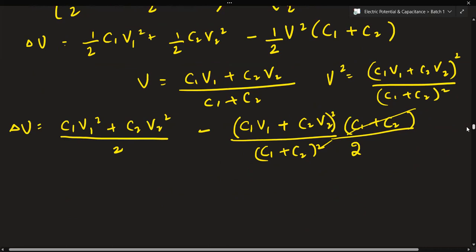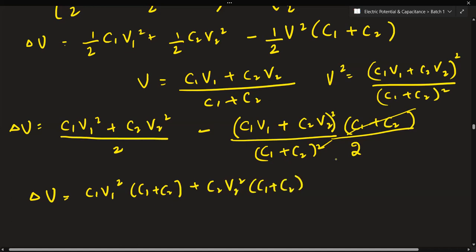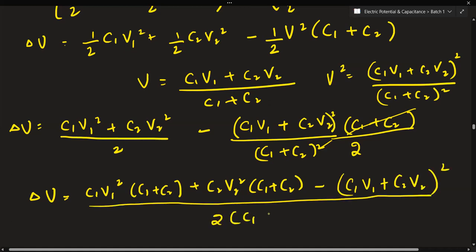So it will be equal to delta U, which equals C1 V1 square multiplied by (C1 + C2), plus C2 V2 square multiplied by (C1 + C2), and the rest of the term will be the same because you already have it in the denominator. This will be (C1V1 + C2V2) whole square, and this whole term will now get divided by 2 into (C1 + C2), as we have taken the LCM.